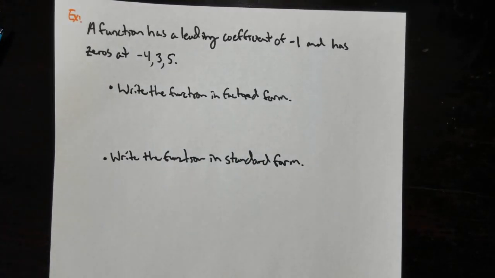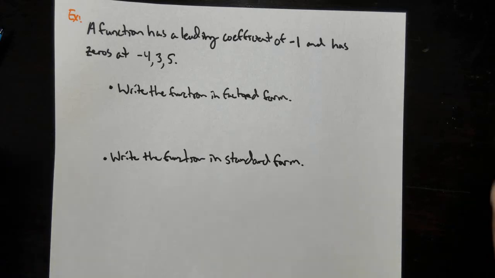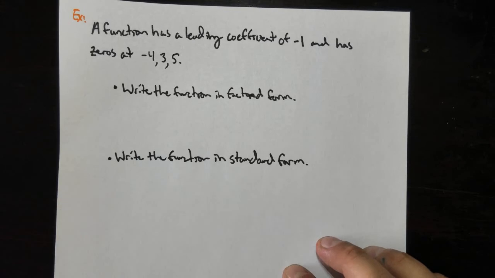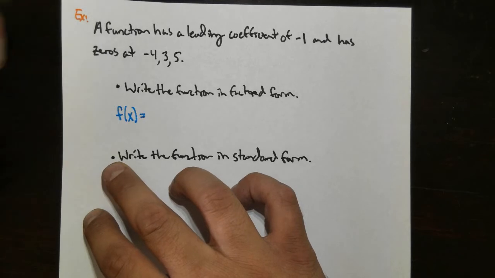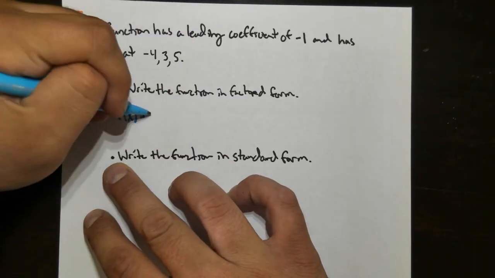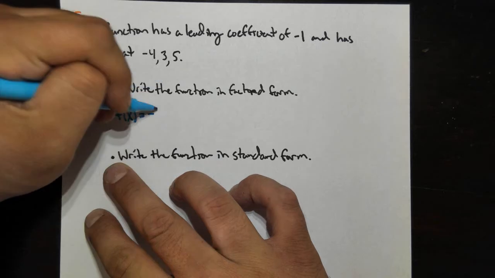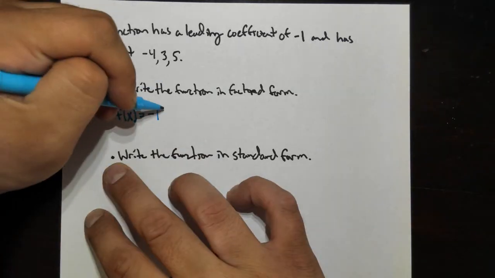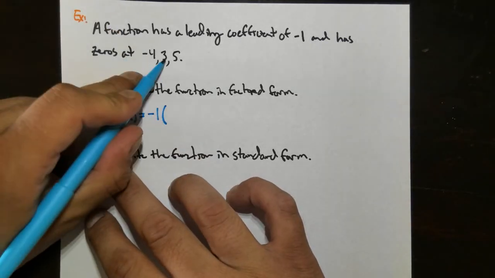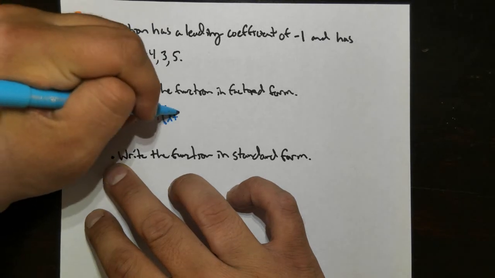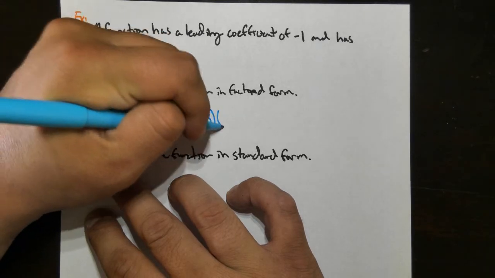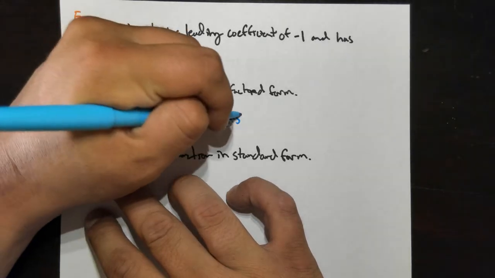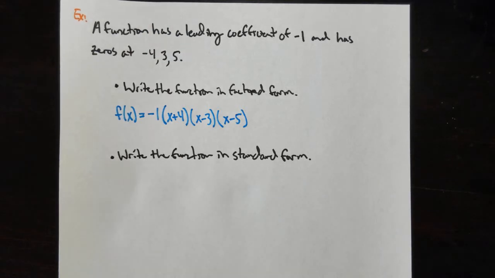Now we have a function that has a leading coefficient of negative 1 and has zeros at negative 4, 3, and 5. So write the function in factored form. Well, f of x is equal to, our coefficient is negative 1, so I'll just do negative 1. And then time for our zeros. So negative 4, 3, and 5, that's going to turn to x plus 4, x minus 3, and x minus 5. And we have just put it into factored form.